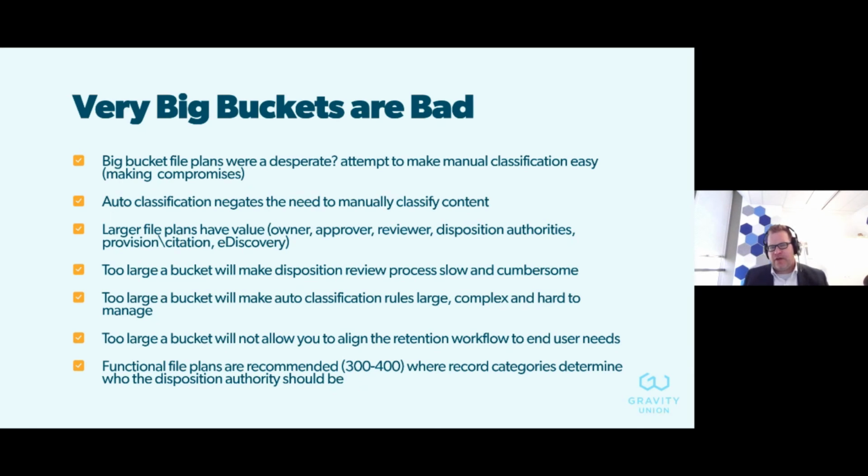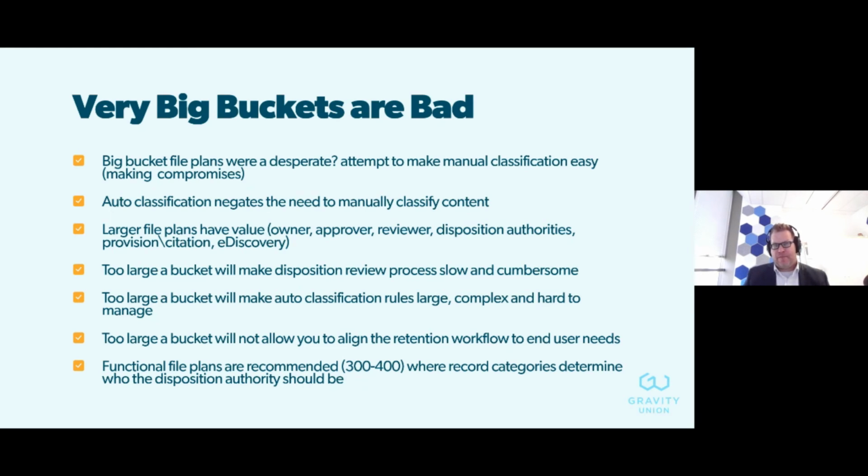I understand we're going to be saving on configuration up front, but really, big bucket came at a compromise. We were losing some of that fine-grained information about the content that the file plan gives us. What's the disposition authority? Who's responsible for approving the content? What's that provision or citation? What's the reason that we have this category in the first place? Even from an e-discovery perspective as well, if we have case files or whatever that may aid in our searchability. So big buckets come at a compromise, and I don't think that compromise is necessary in modern systems.